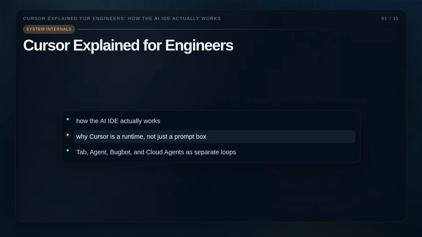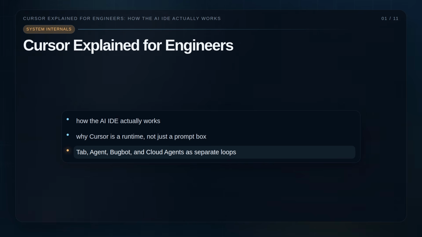It is a layered coding runtime. Different loops handle different kinds of work. Tab handles local predictive editing. Agent handles deliberate multi-step execution. Cloud agents handle detached branch work. Bugbot handles pull request review. Those loops share context and infrastructure, but they are not the same feature.